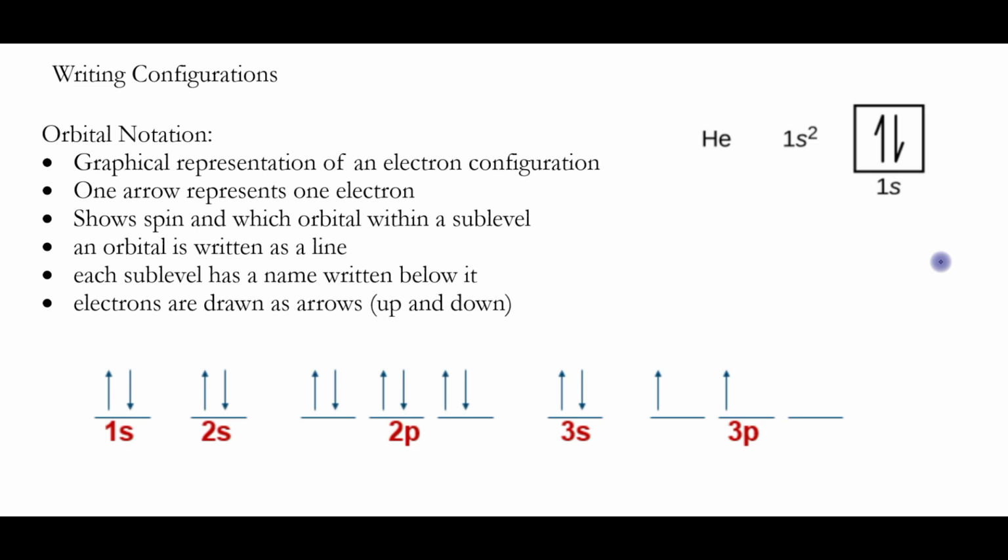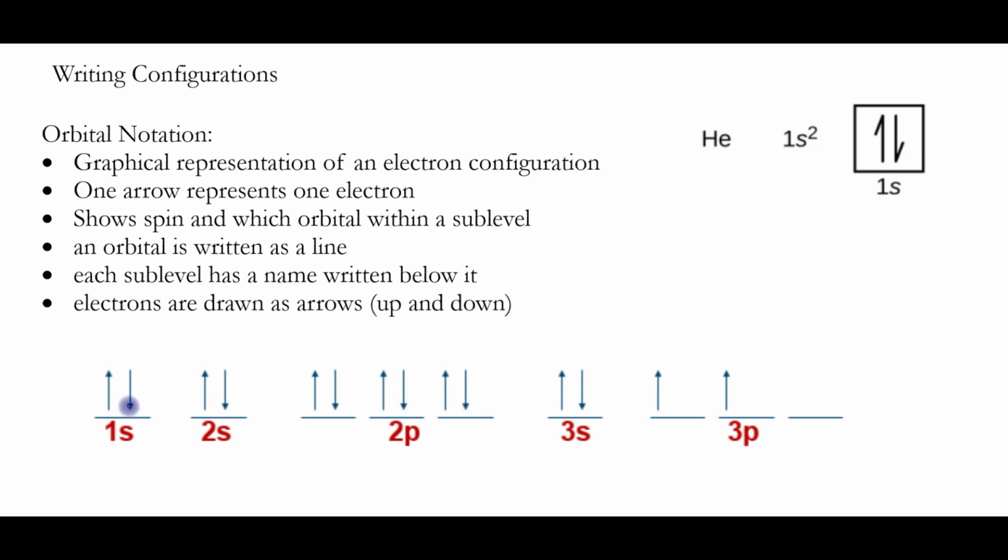The first we're going to talk about is orbital notation, and it shows us each electron. 1 arrow represents 1 electron, and it shows the spin. So we have the 1s, and they're spinning in opposite directions. Each orbital is written as a line, and then the group has just 1 under it. So for example, we don't write 2p, 2p, and 2p. We just write 1 underneath.